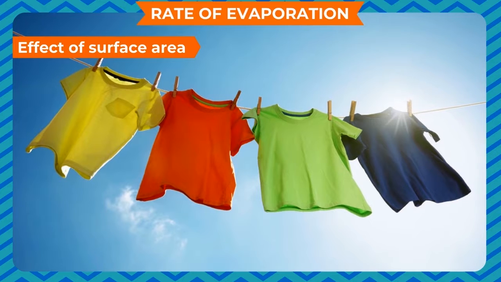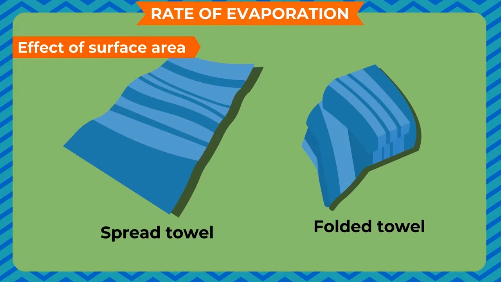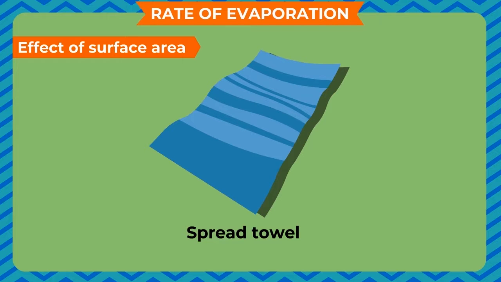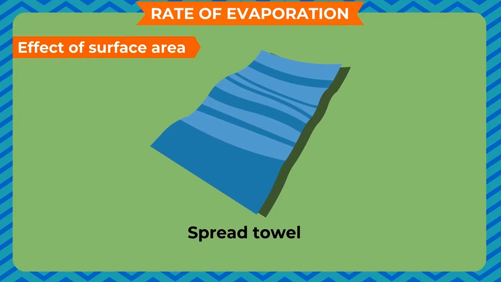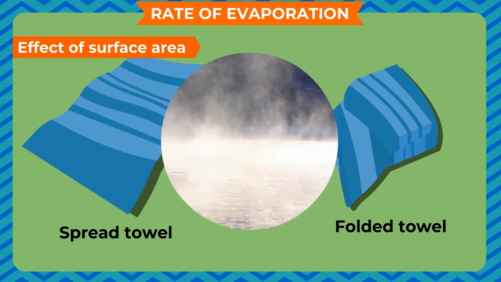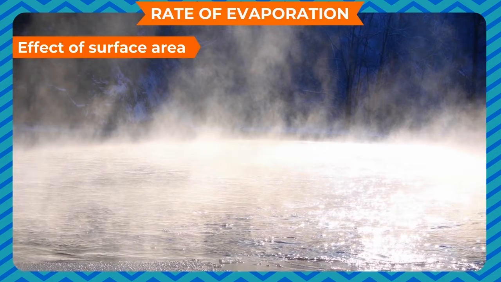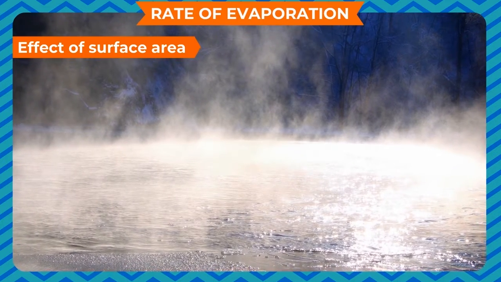Effect of surface area. Take 2 wet towels. Spread out one towel and keep the other towel in a folded condition. You will find that the towel that was spread out dries faster than the folded one. It shows that water evaporates faster when the exposed surface area is large.